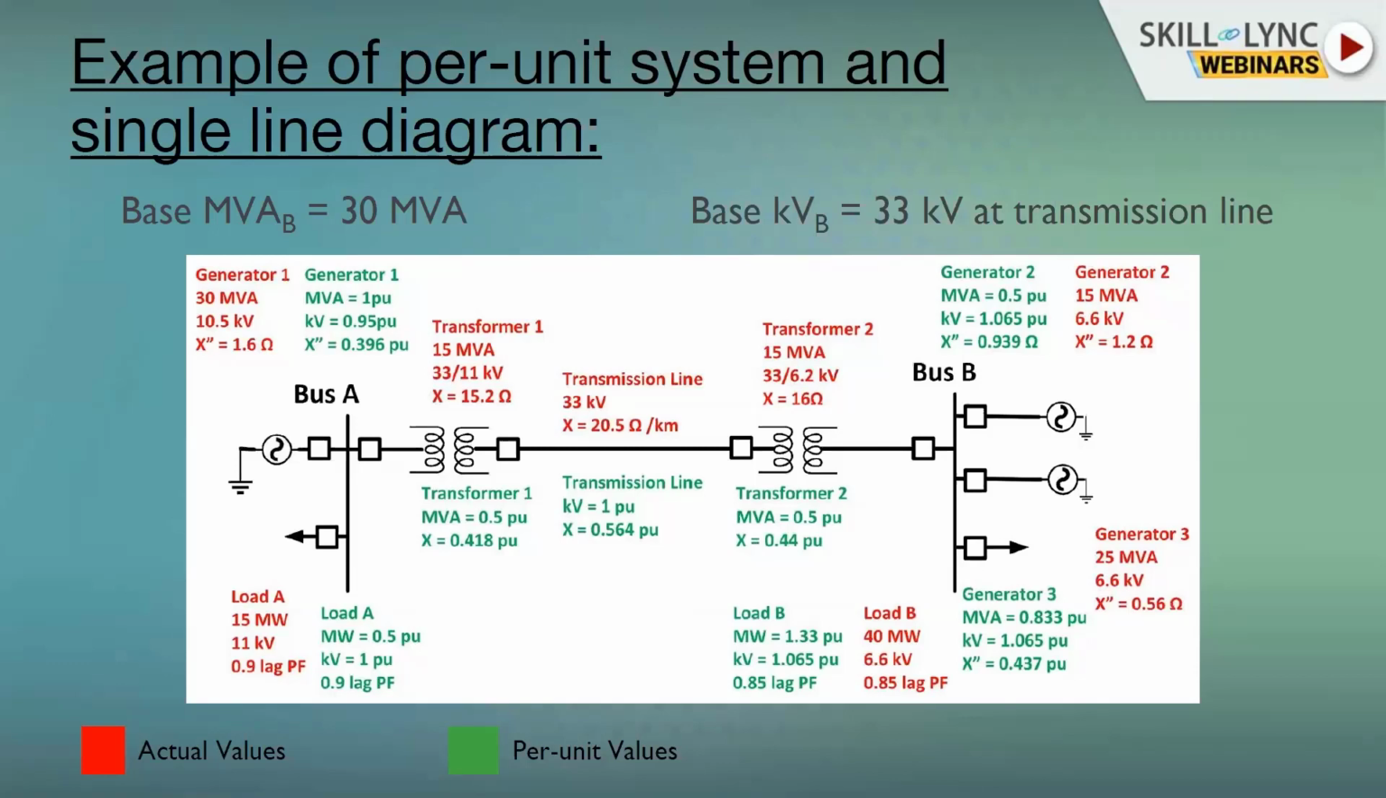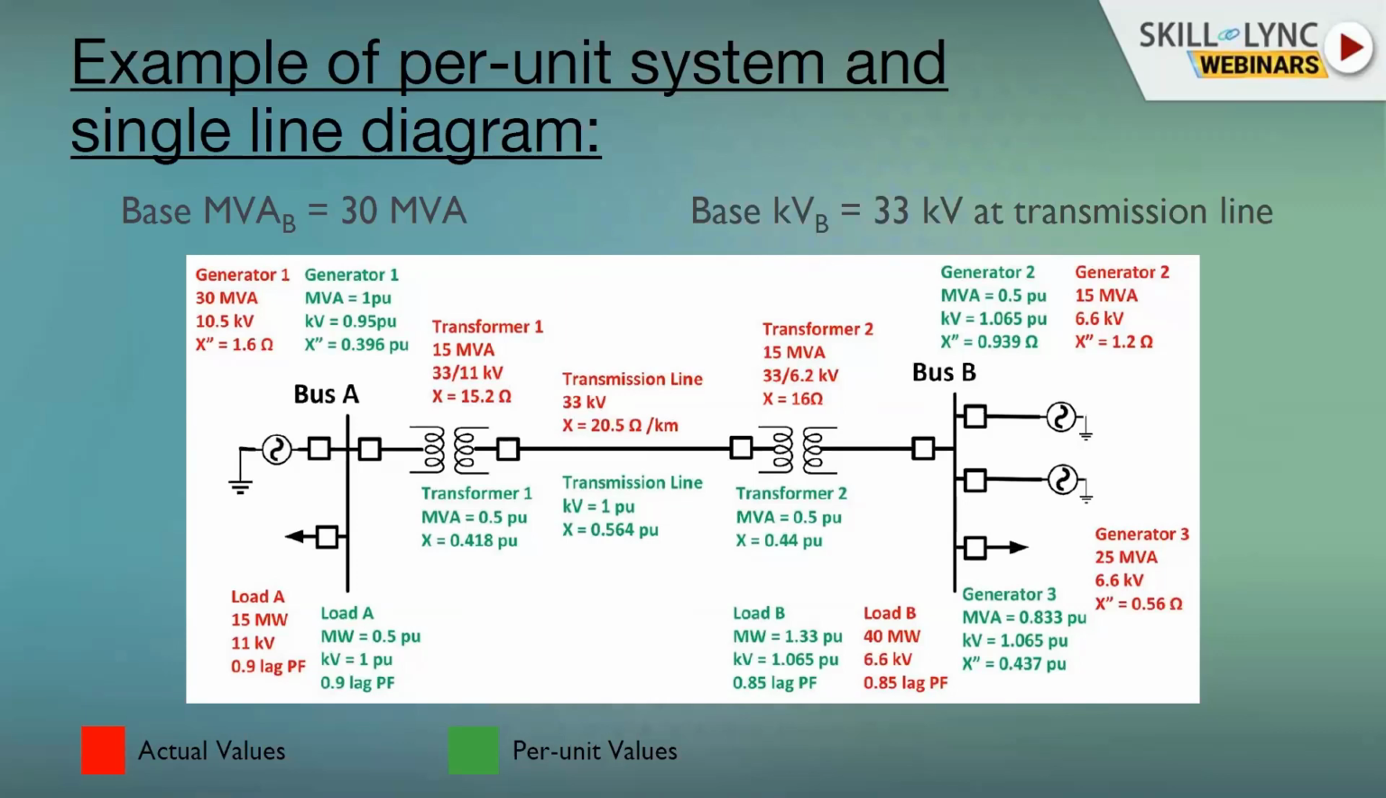The values shown here in red text are the actual values, and in green, the per unit values are shown. In this power system network, as a power system engineer, I have selected the base MVA as 30 MVA, and the base voltage level I have selected as 33 kilovolt at the transmission line.